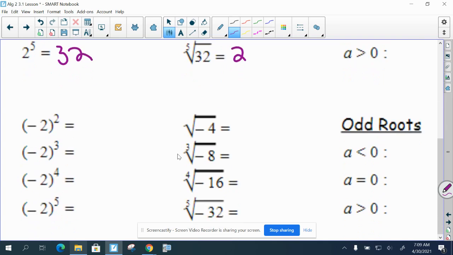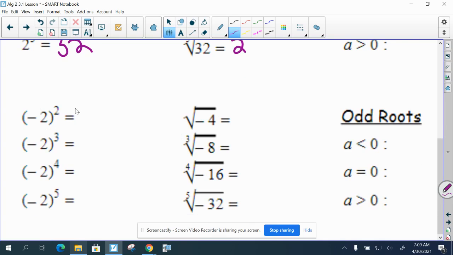If you have negatives being raised to a power, if the power is even and the negative is in the parentheses, so it's all being raised to the second power, then it becomes positive. So this would be positive 4, and this would be positive 16. But if the exponent is odd, then you're always going to have one negative left over, so you'd have 3 negatives. So this would be negative 8 and then negative 32.